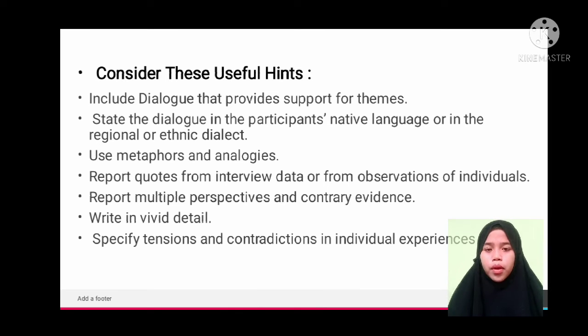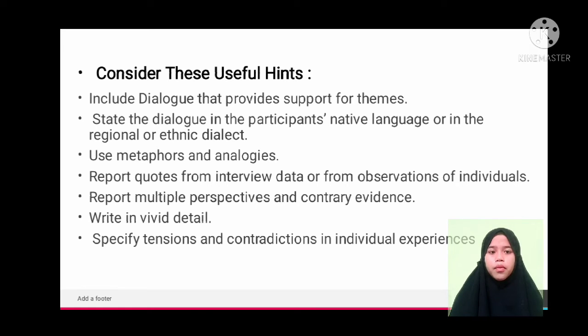Consider these useful hints. There are 6. The first, include dialogue that provides support for themes. Second, state the dialogue in the participants' native language or in the regional or ethnic dialect. Third, use metaphors and analogies. Fourth, report quotes from interview data or from observation of individuals.